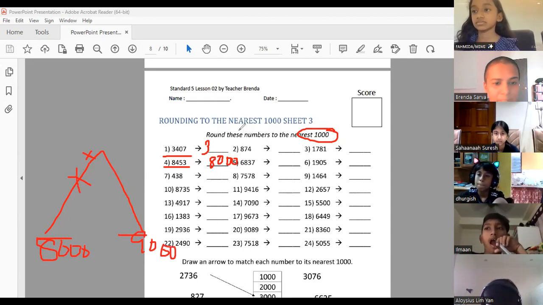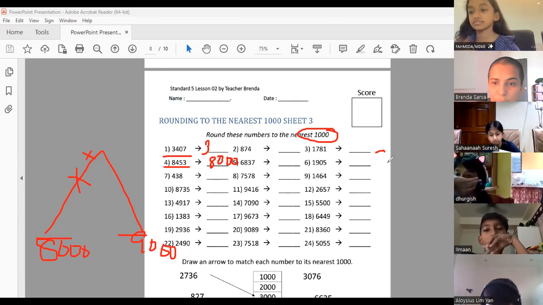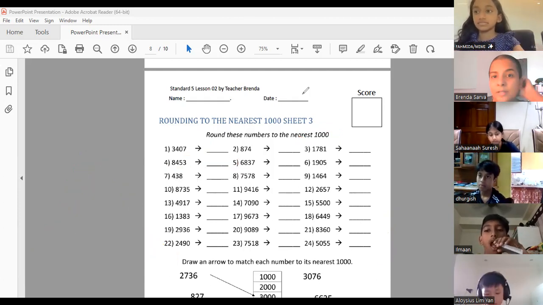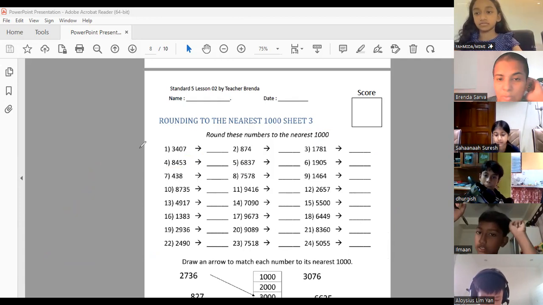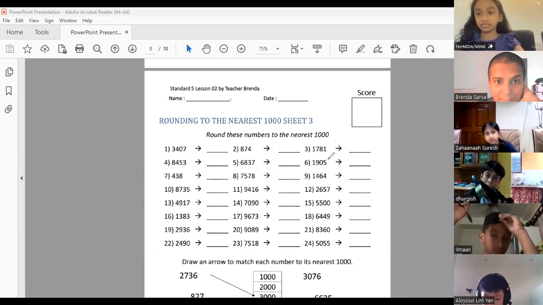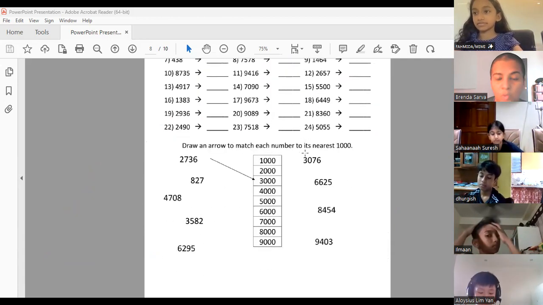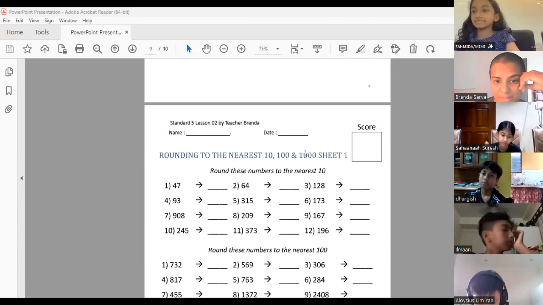8,400 is somewhere here. Okay, noted. No problem. So that's how you do rounding off to thousands. Okay, guys, again, did I ask you to do everything today? No. You do it over 3 days. Take your time. Do little by little, day 1, day 2, day 3. Spread it out. Don't do everything in one day. The modules are meant for you to be used over 3 days.